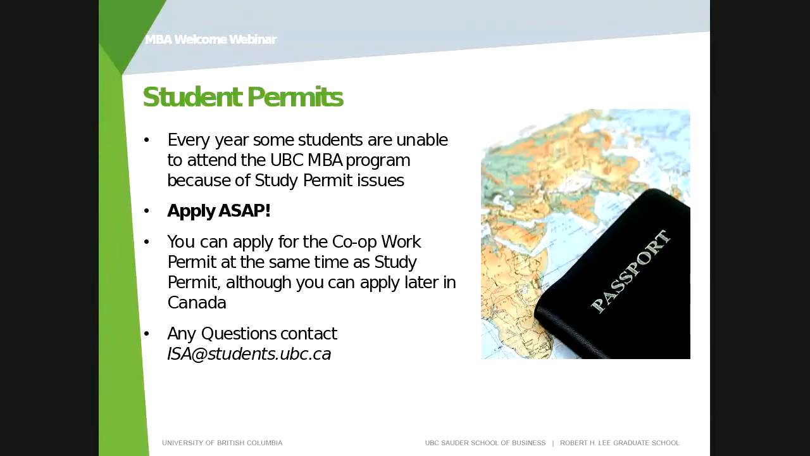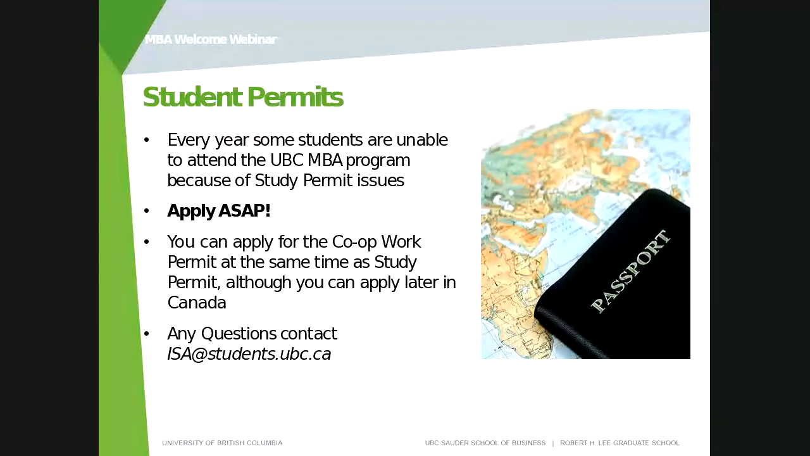All right, so those of you who need a study permit to come to Canada and to study in the program, the main piece of information and advice is apply as soon as possible. Because every year, one or two or more students are unable to come because of study permit issues. Those issues can be varied, but one issue that is in your control is the timing. Please apply as soon as possible if you haven't yet.